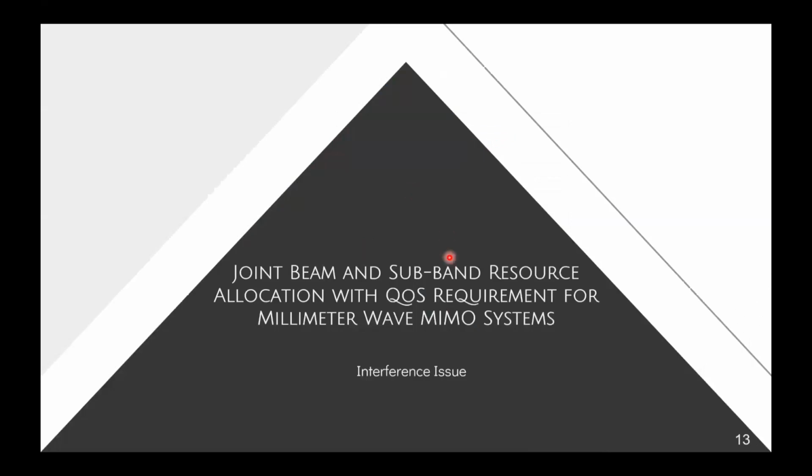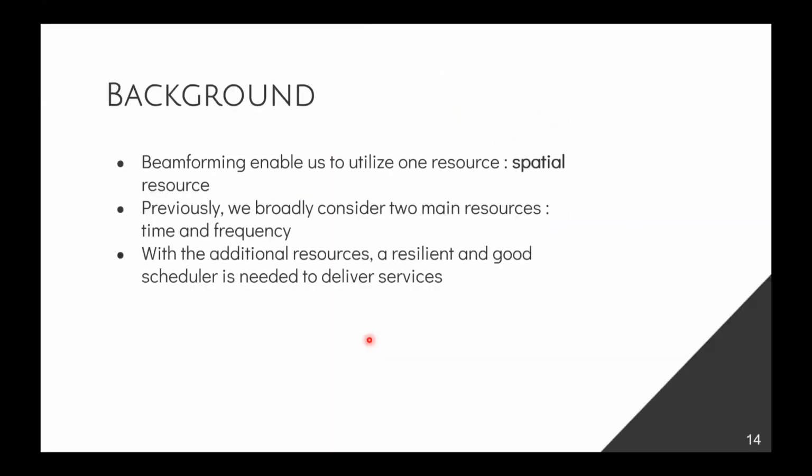beamforming, that is the interference issues of the millimeter wave in a MIMO system. So for the background, as already mentioned by Jojo and Dennis before, beamforming enables us to utilize one more resource, the spatial resource. As we already know, in LTE and 5G, we utilize the time resource and also the frequency resource. And with the beamforming, we have one more resource, that is the spatial resource.